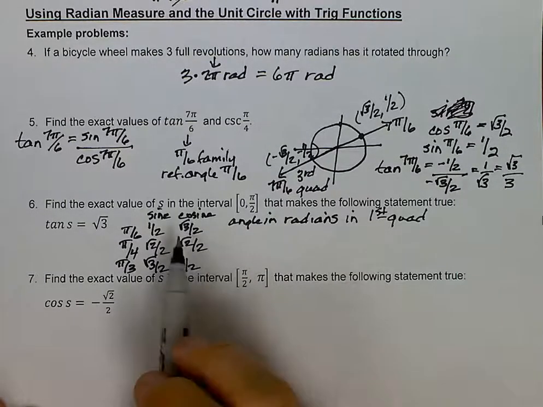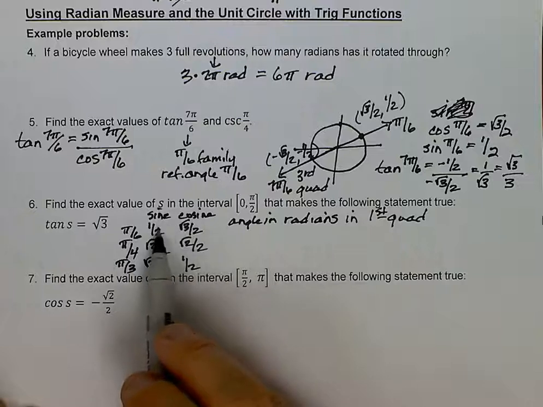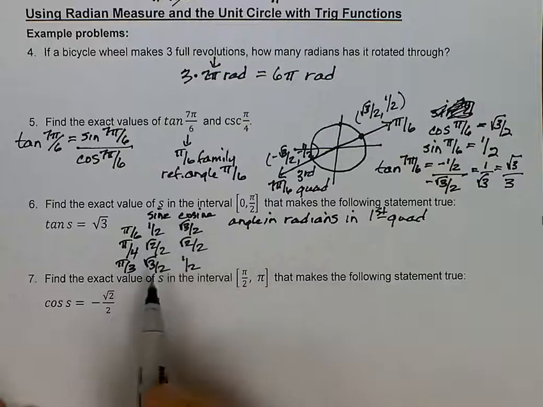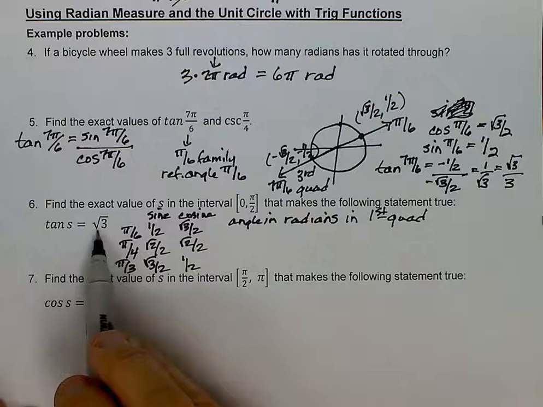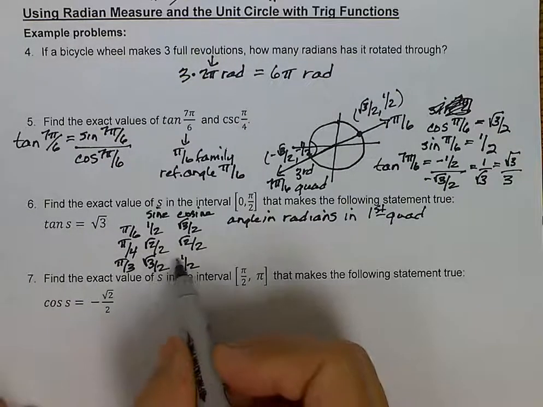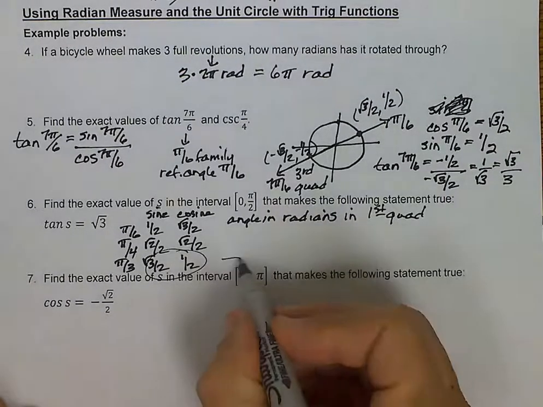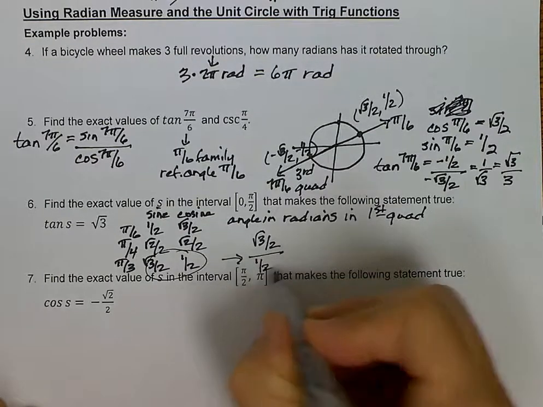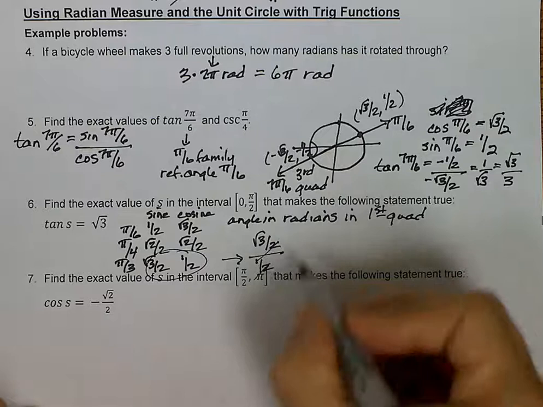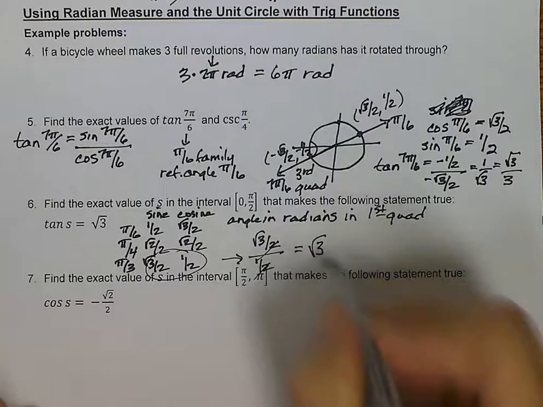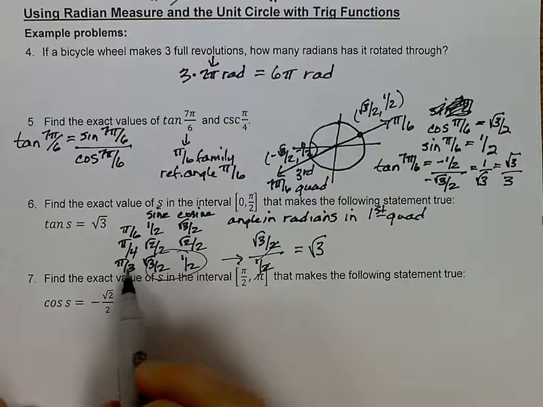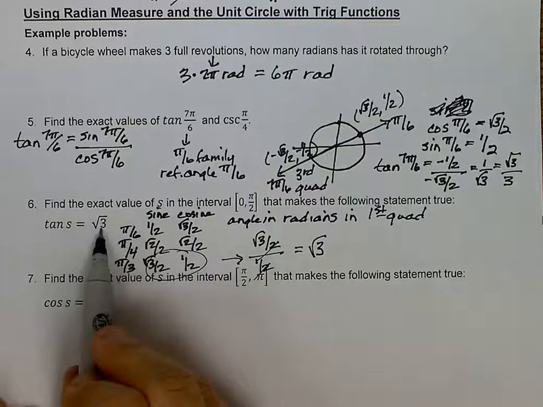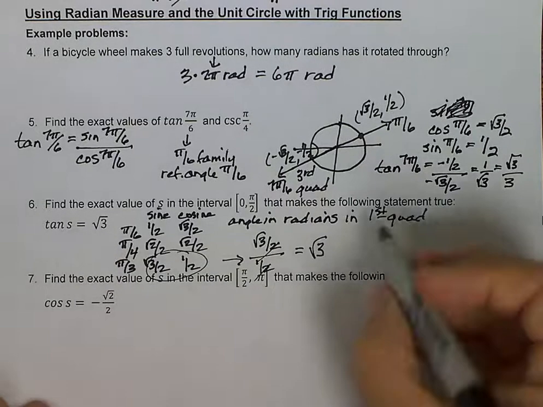So now I want to think about which one of these, if I take the sine and divide by the cosine, is going to give me the square root of 3. And that's going to be this one. If I take the square root of 3 over 2 and divide it by 1/2, the 2's cancel and I just end up with the square root of 3. So that means the angle that would give me this for a tangent value would be pi over 3.